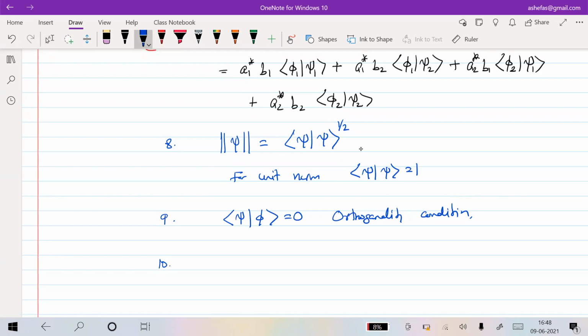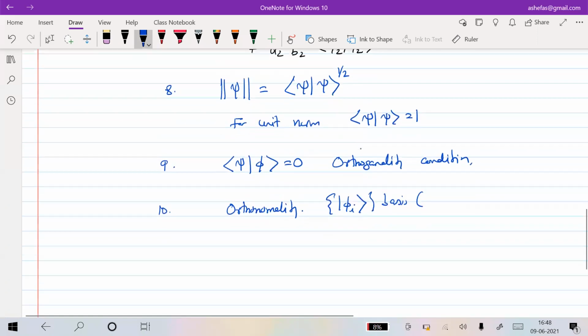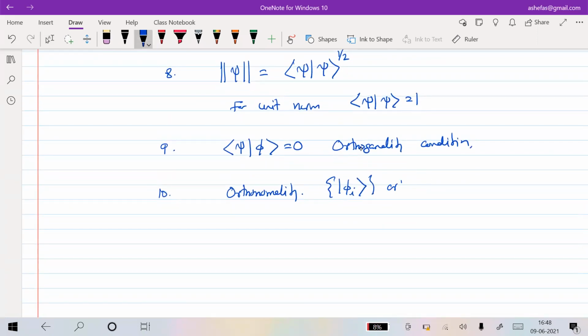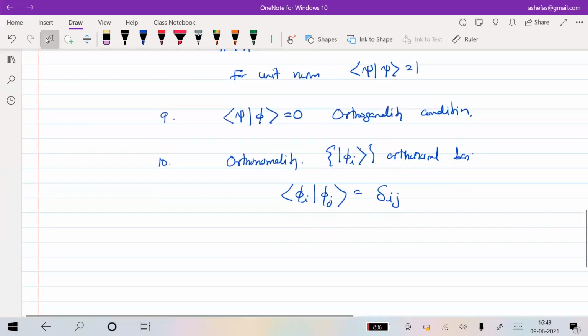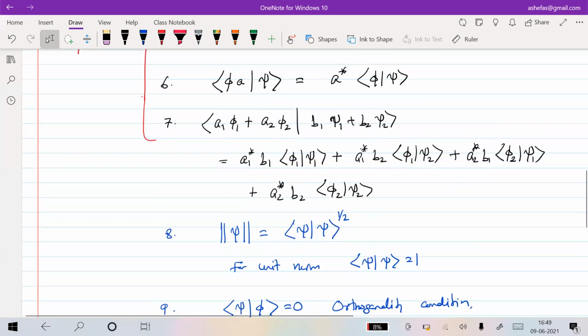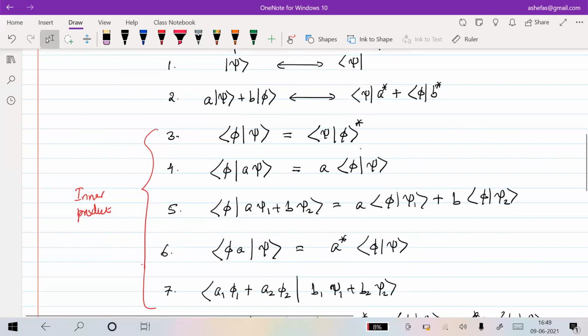If you combine the 8 and 9, we can write the orthonormality condition. So consider the kets phi i are the basis, or orthonormal basis. Then the inner product of phi i and phi j would be equal to delta ij. Okay, so that's all about the properties of the Dirac notation, or the writing of Dirac notation in the different context.